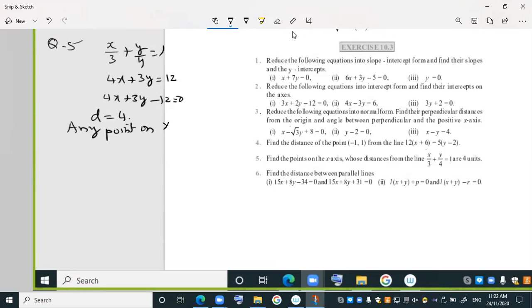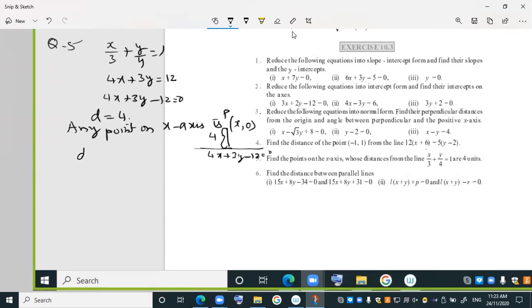On the x-axis, the y coordinate is 0. So any point on the x-axis is always x, 0. So this is the point. From this point you have to find, not the distance, which is already given. This is the equation, 4x plus 3y minus 12 is equal to 0, and this distance is already given as 4.